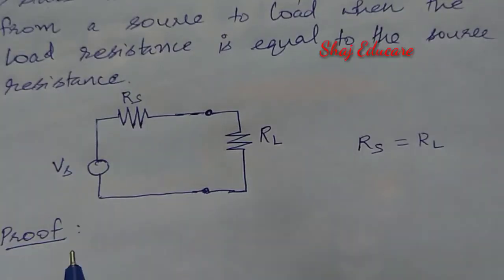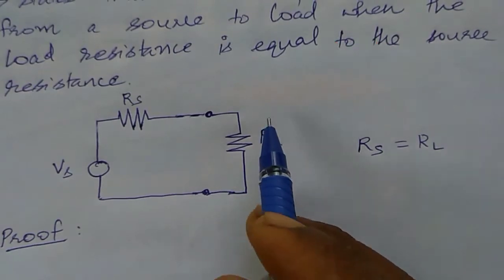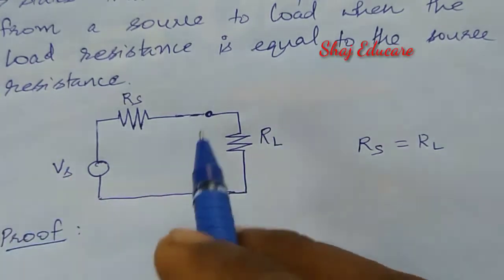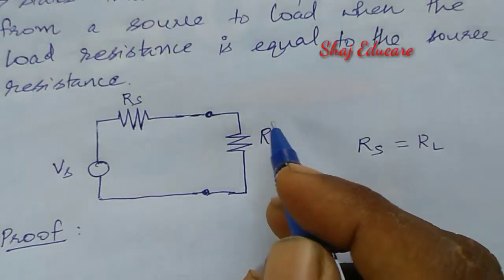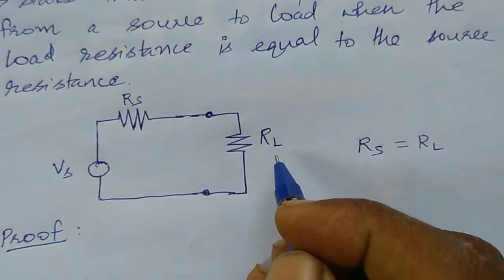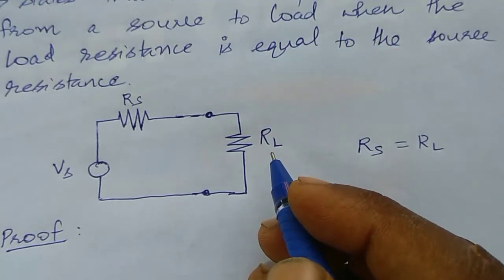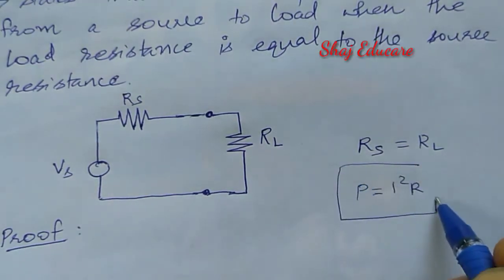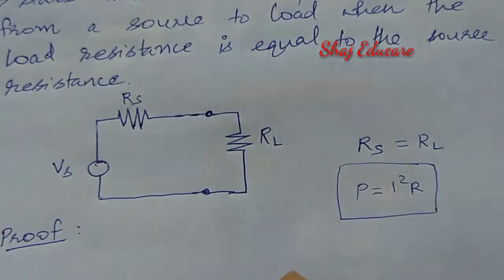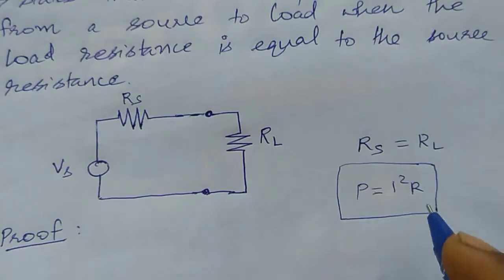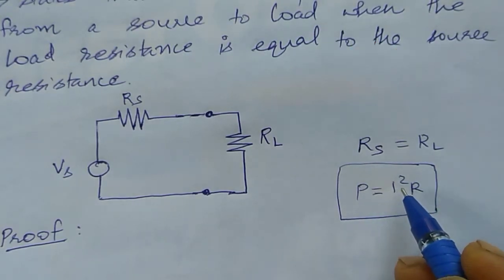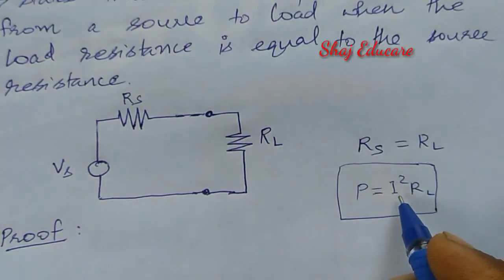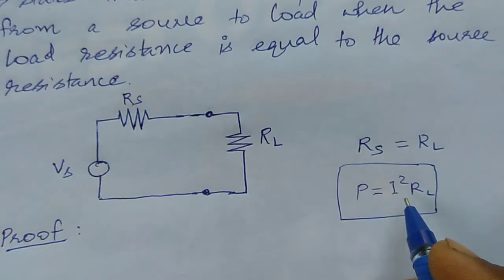In order to prove the statement, we need to know the power that is delivered to this load, or the power developed across the load resistor RL. We know the simple equation for power, P is equal to I square R. That is the basic equation for power. Just keep this in your mind. In order to evaluate the power, we need to know the current in the circuit. So first of all, we have to find the expression for current.